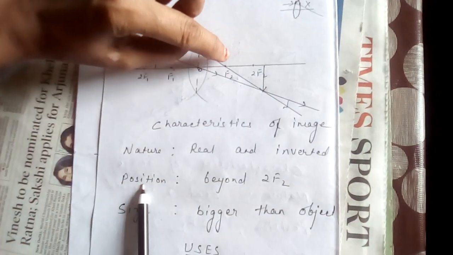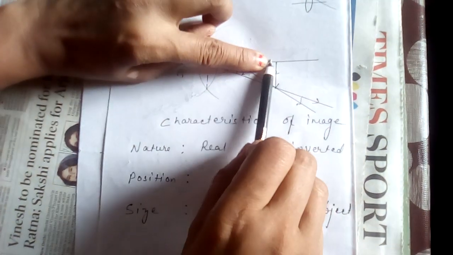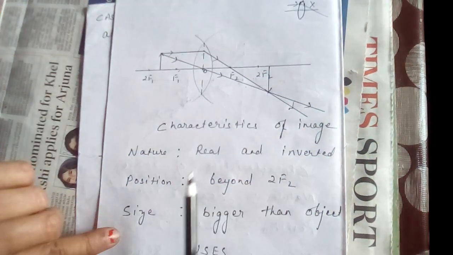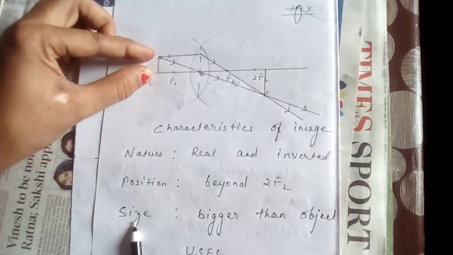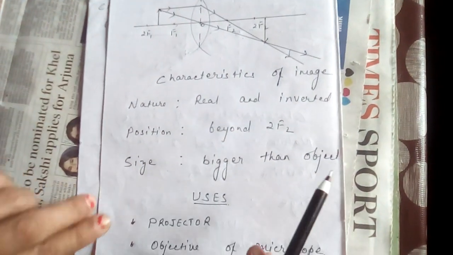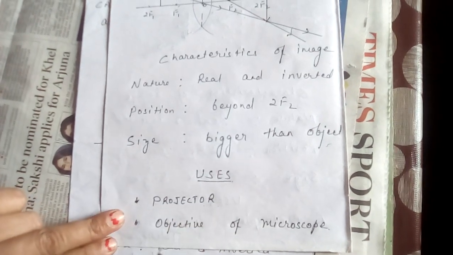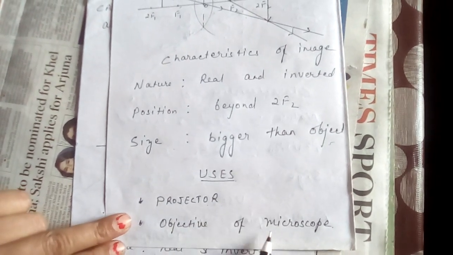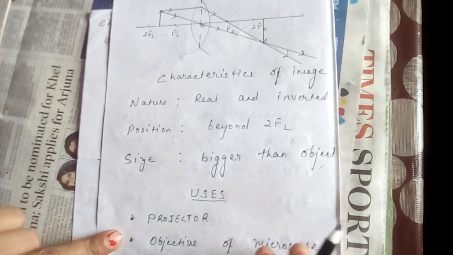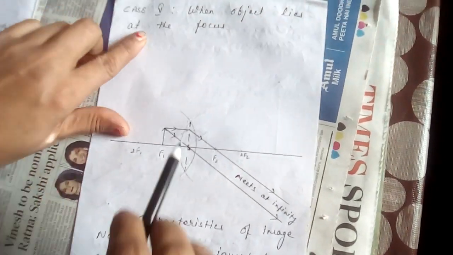What is the position of the image? Beyond 2f2, just beyond 2f2. What is the size? See, the object is of this size, the image is of this size, bigger than the object. Where is it used? It is used in projectors and objectives of microscopes. So next case, let us see, that is case 5.